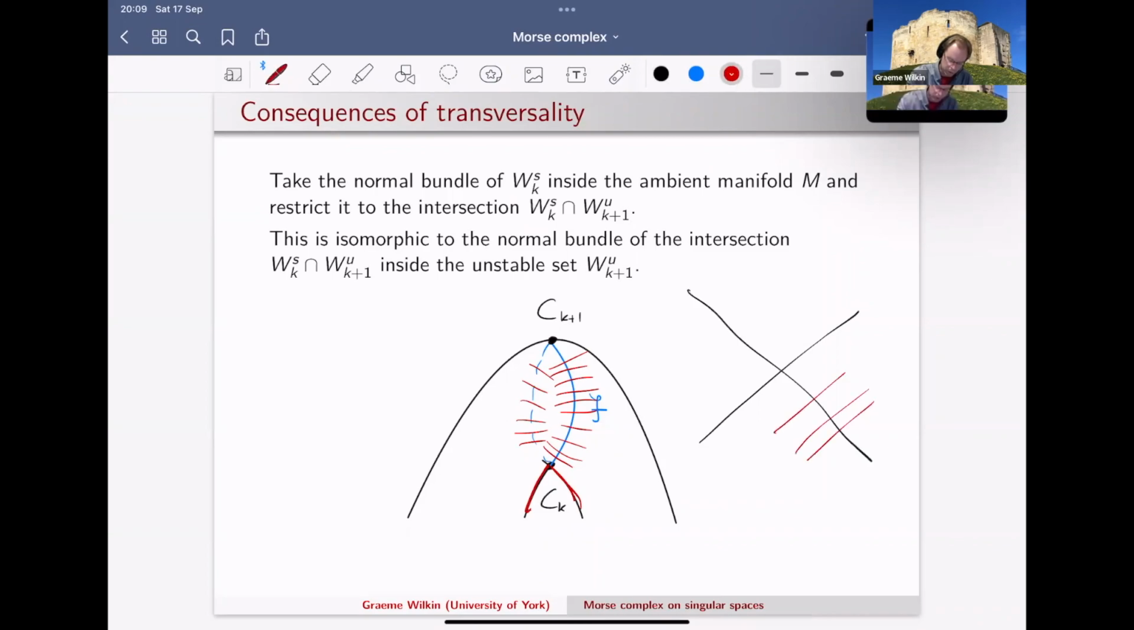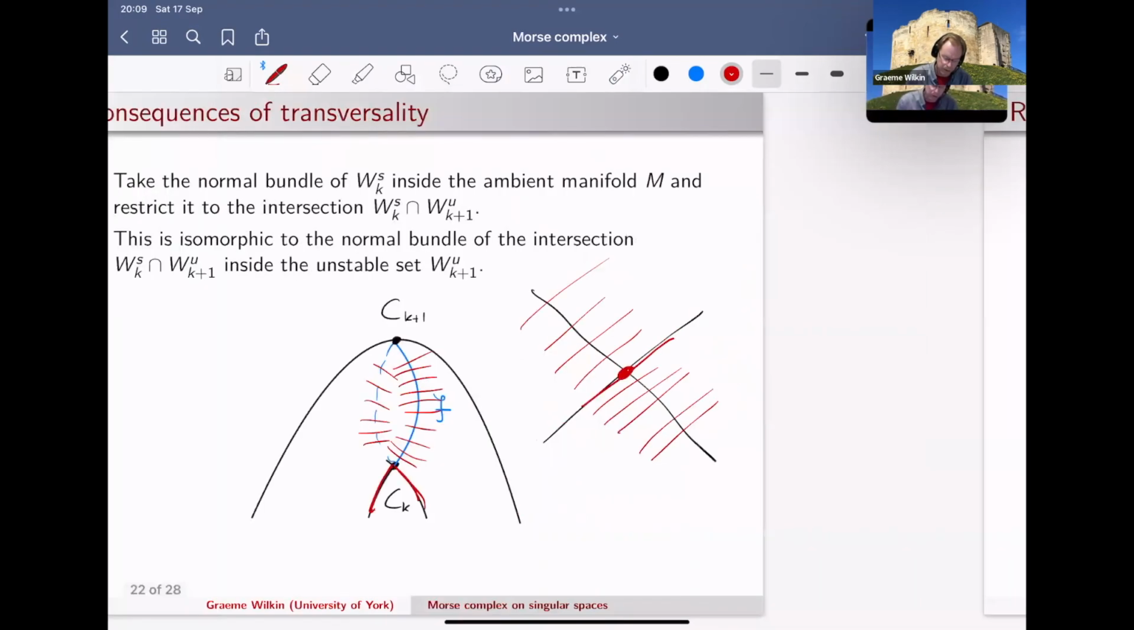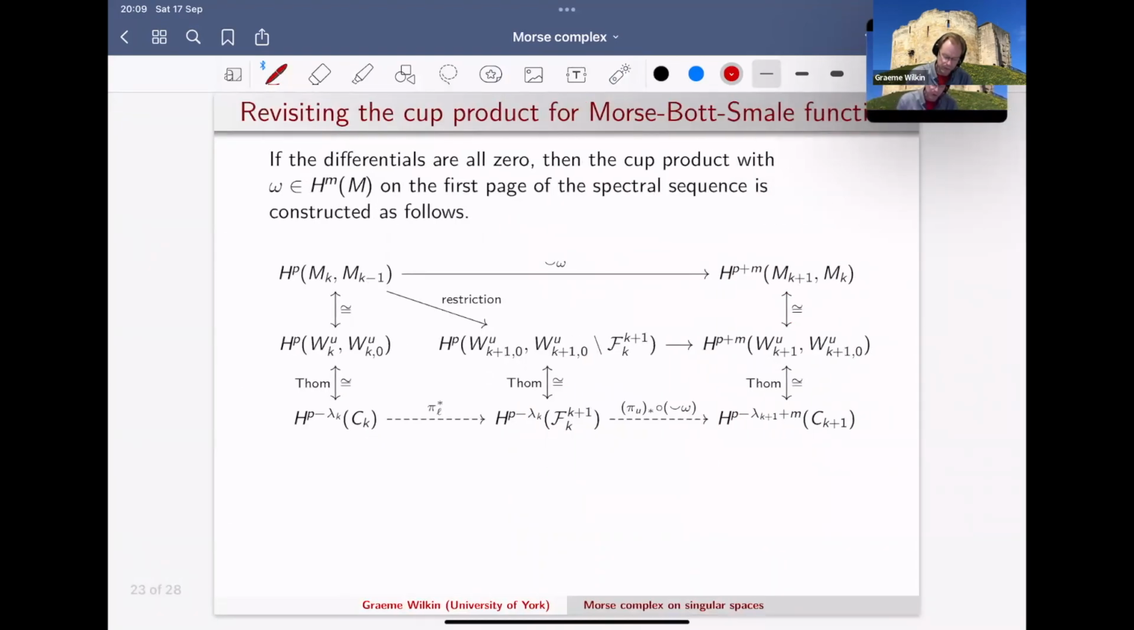Here's the normal bundle of one set. And then when we look at the intersection, that normal bundle restricts to the normal bundle here, or at least it's isomorphic. The normal bundle depends on the metric, which may not match up nicely with the manifolds, but that's the idea, at least it's isomorphic, if they intersect transversely. So that's what makes everything work in the previous diagram, or at least that last step with the flow lines. And the same is true for the cup product as well.